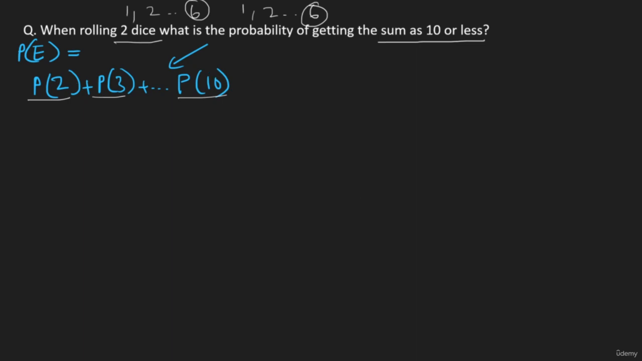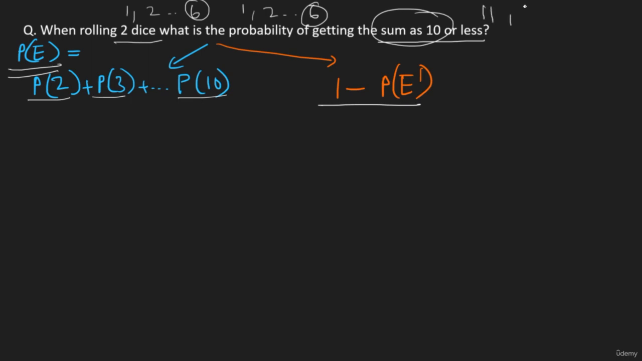Another way is we could find the probability where this event, which is P of E, does not happen, and we can do 1 minus that event. That is 1 minus probability of E dash, right? And what is E dash? That is when the sum obtained is not less than or equal to 10. And what are those cases? It could be 11 or 12.